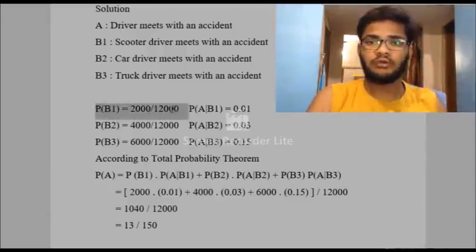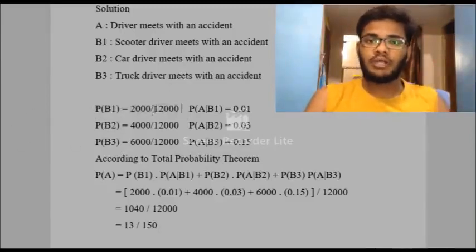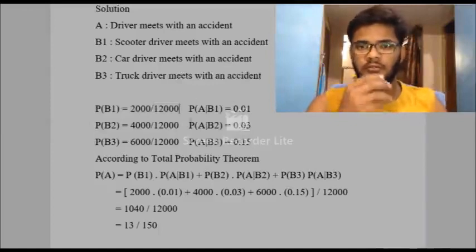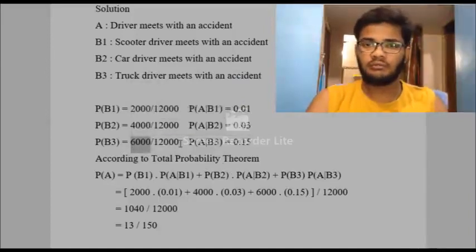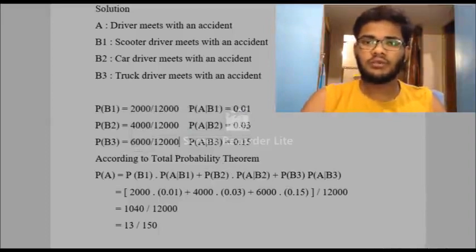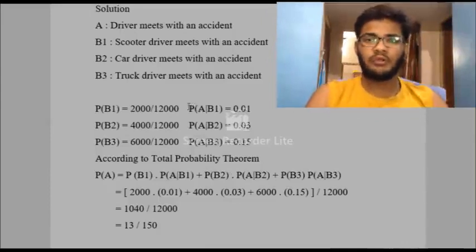So what is P of B1? P of B1 is 2000 upon 12,000. You might be surprised where this 12,000 comes from. It is the total of the vehicles the insurance company insured, that is 2000 scooters, 4000 cars and 6000 trucks, which totals 12,000. So P of B2 is 4000 upon 12,000, and P of B3 is 6000 upon 12,000.